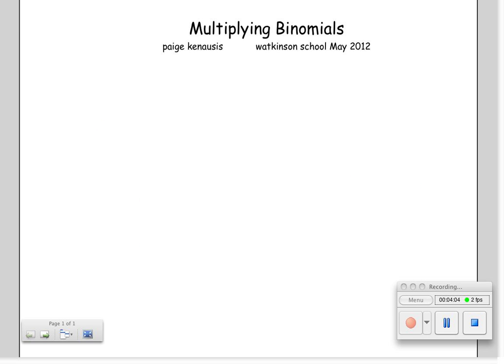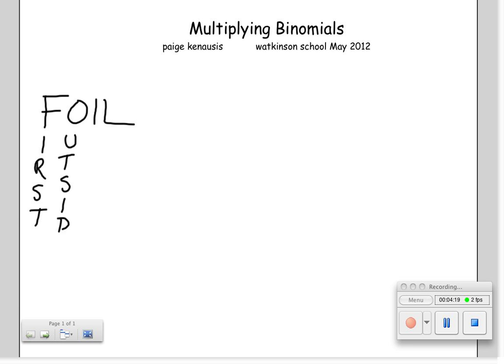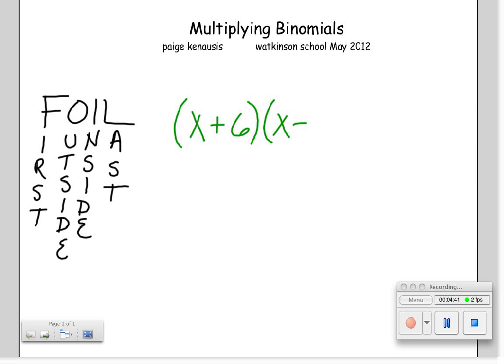The last method I'm going to show you, which is the most common one taught in schools, is called FOIL. FOIL is simply an acronym for first, outside, inside, and last. We'll do another expression of x plus 6 times x minus 3. Again, do not let yourself get lulled into thinking that it is x squared minus 18.